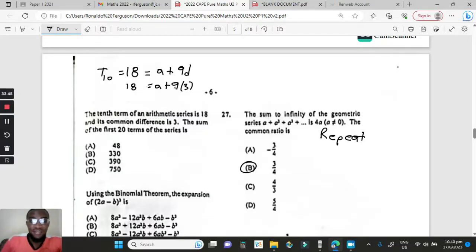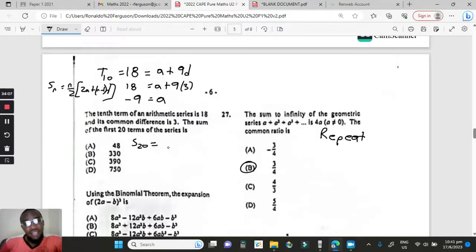I'm very tired, but just pushing through. Bring over the 9 times 3 is 27. 18 minus 27 is minus 9. That's your first term. So now the sum of the first 20 terms. The formula is, remember, Sn is n over 2 in bracket 2a plus n minus 1 times d. So this is 20 over 2 is 10 in bracket 2a, 2 times negative 9, plus n minus 1, which is 19 times the common difference 3.